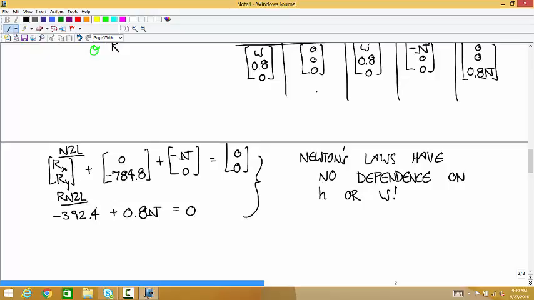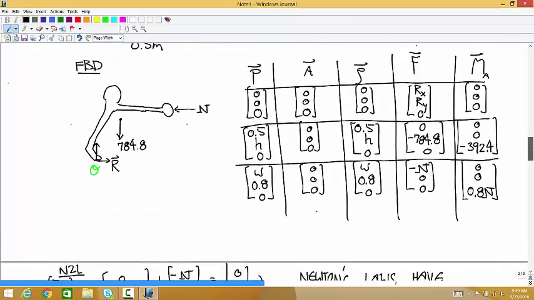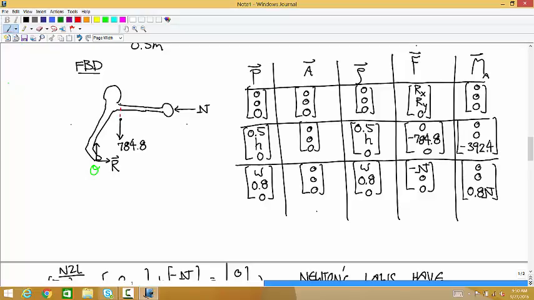That's surprising. I mean, H and W are part of the locations of those points. But since there's no dependence on the height of this point, that's H, you can move this force anywhere along its line of action and get the same answers. And since there's no dependence on W, you can move this force anywhere along its line of action and get the same answers.